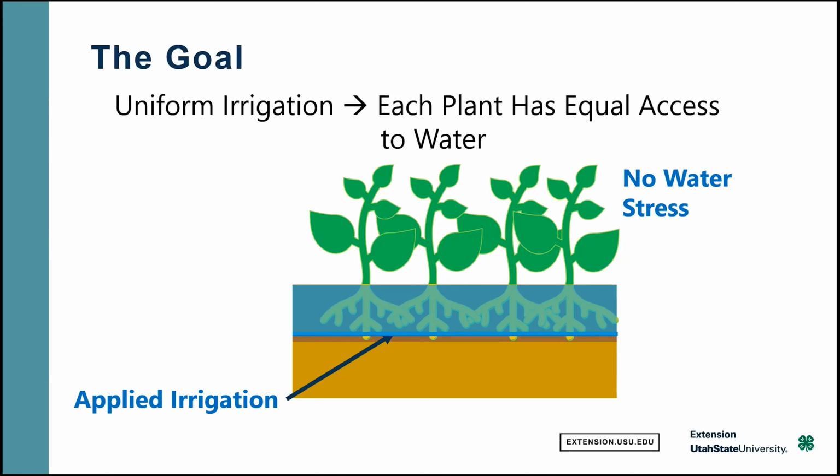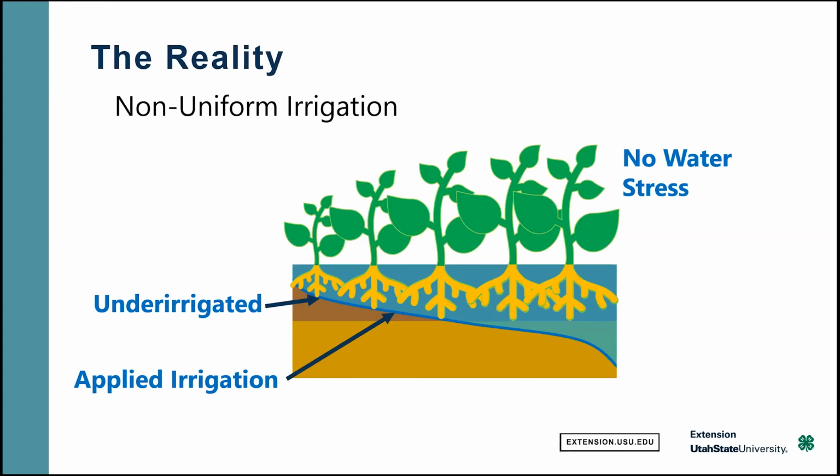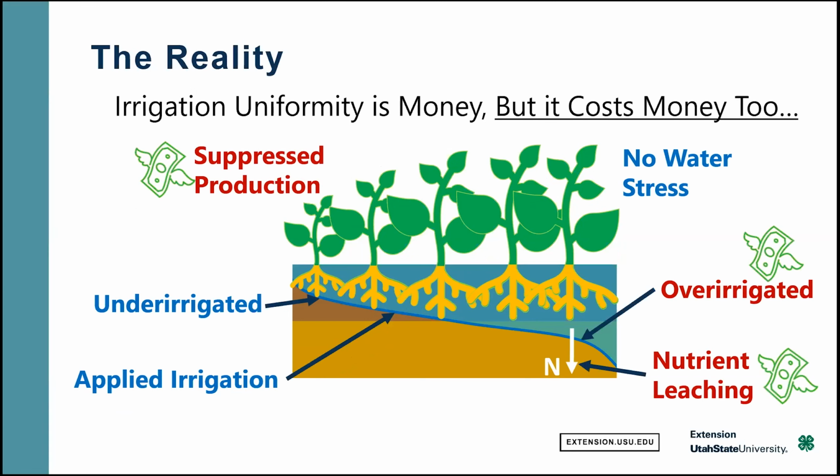This is what we want, a uniform application. Here's what we really get. With any irrigation application, we're going to get a range, some over irrigation, some under irrigation. We can't help that. We want to minimize those differences because those differences are money. They're extra water pumped or paid for or whatever. They can suppress crop production. It can be even nutrient leaching.